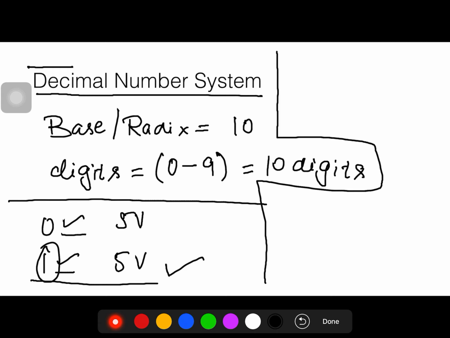Voltage signals above certain threshold correspond to 1, and voltage signals that are below 5 volts or a certain threshold signify 0.